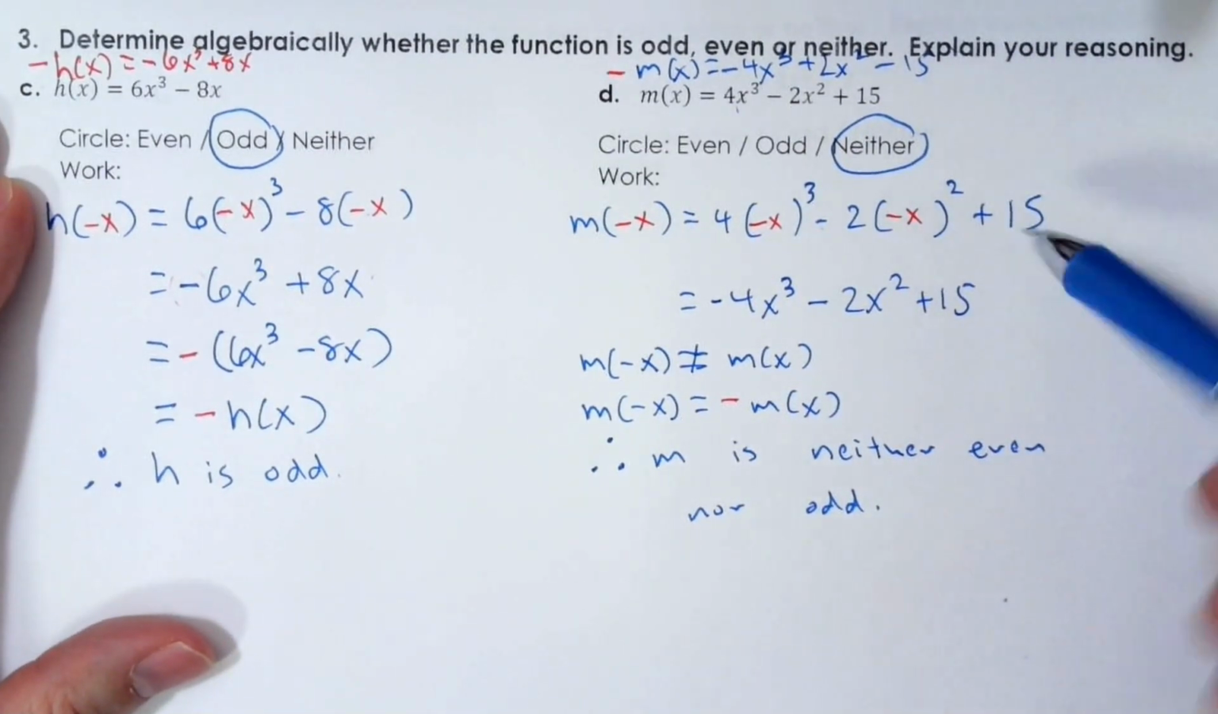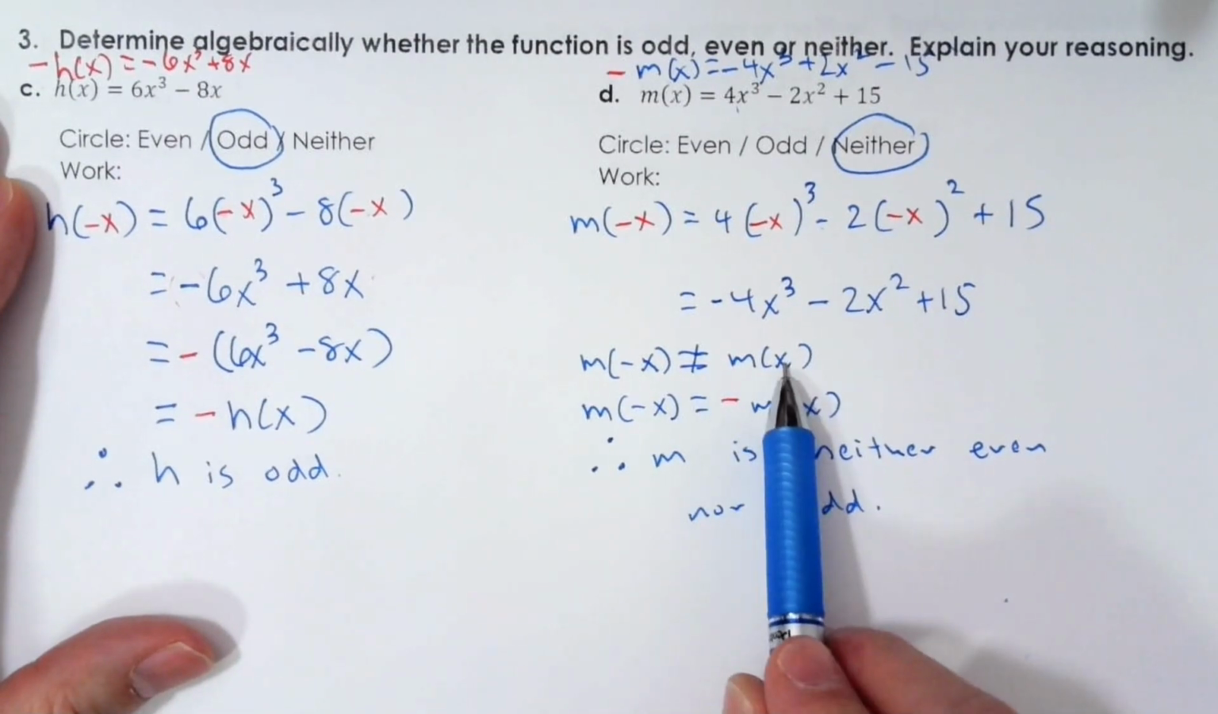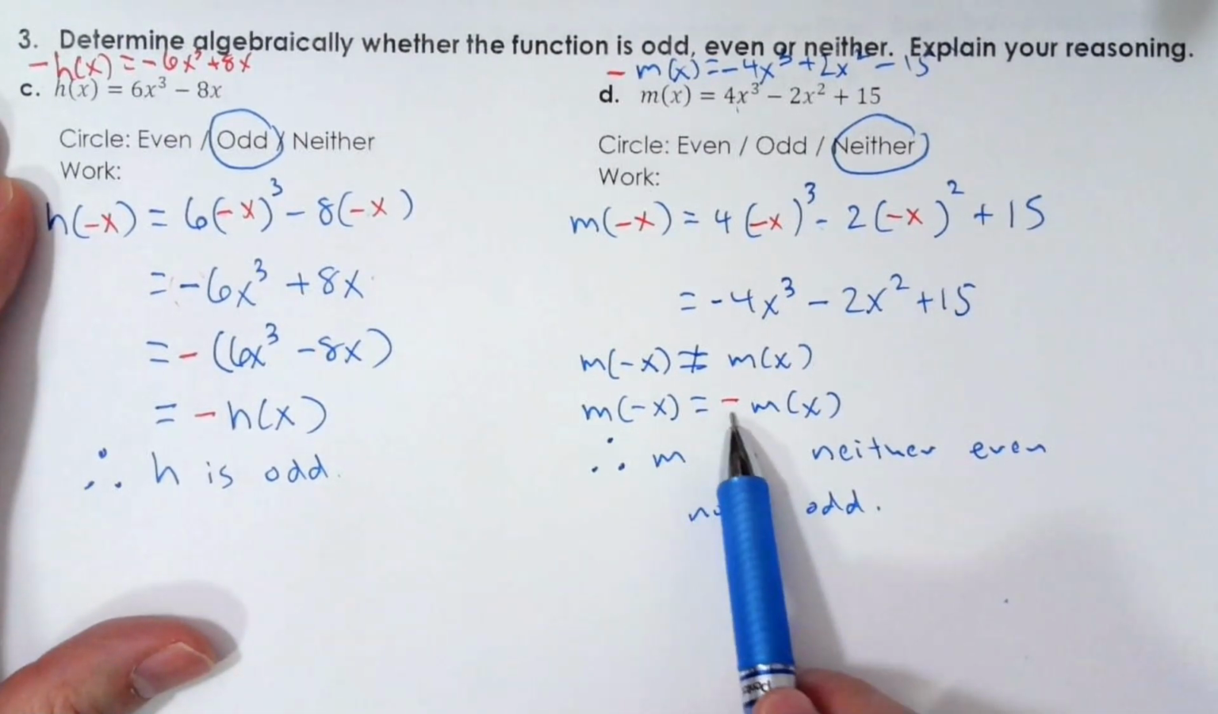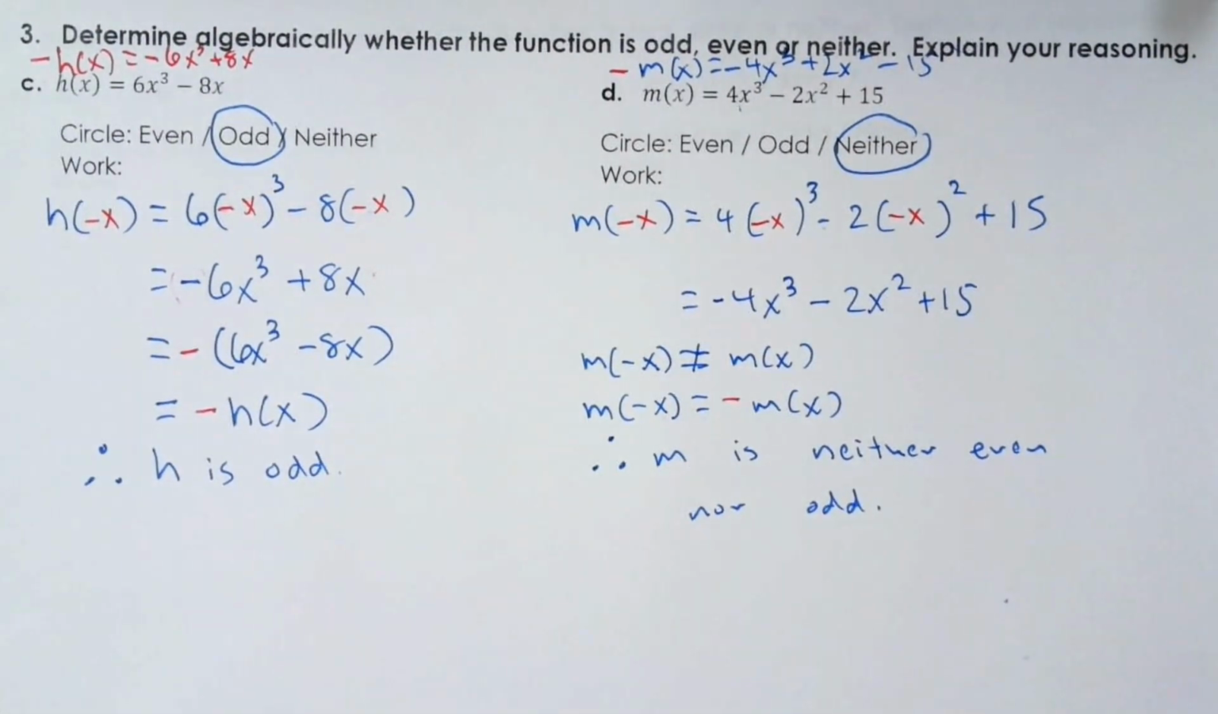See, they don't match. So m of -x is neither equal to m of x, nor is m of -x equal to negative m of x. So m is neither even nor odd. I don't really think we need to work through E and F. More of the same.